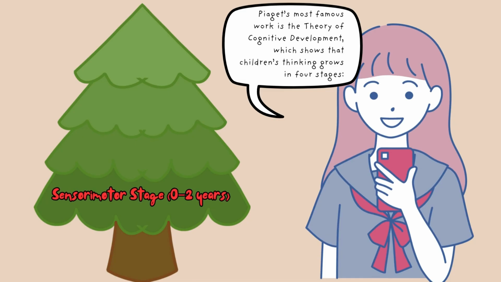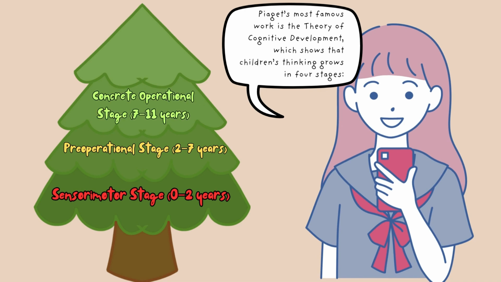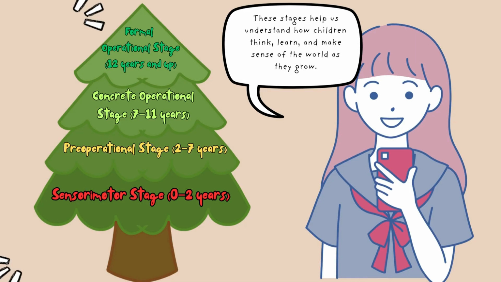Number 1, sensorimotor stage from birth to 2 years. The second is preoperational stage from ages 2 to 7 years old. The third is concrete operational stage from ages 7 to 11. And last, the formal operational stage from around age 12 and up. With these stages, it helps us understand how children think, learn, and make sense of the world as they grow.